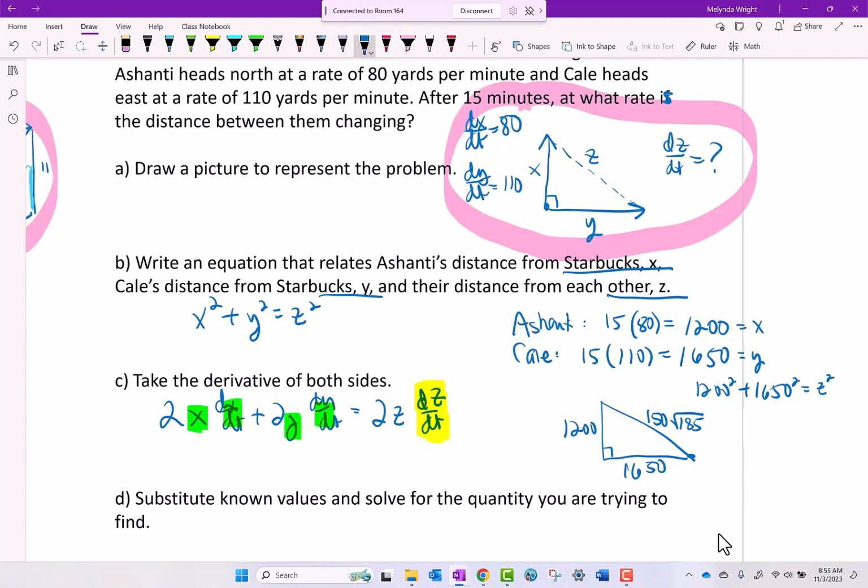So why did you make the derivative formula first and then go back to use the numbers? Good question. The Pythagorean theorem uses the numbers at a particular point in time. This equation that we created, and this derivative equation, are fluid. They move, so the distance isn't always going to be 1200 and 1650. So we have to do the equation and the derivative in abstract first, with variables. We can't actually put numbers in until after we've taken the derivative.